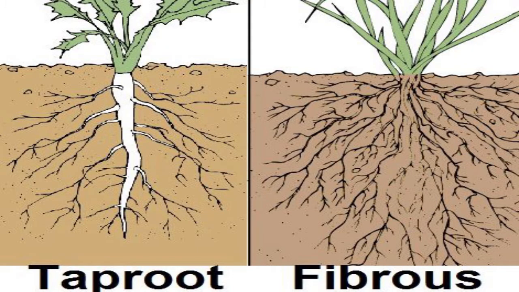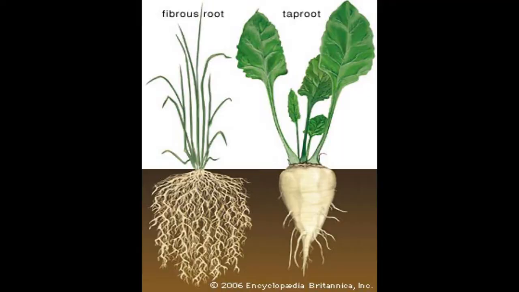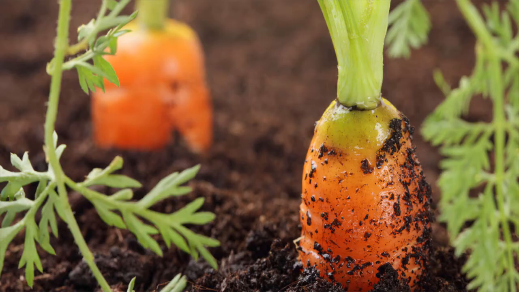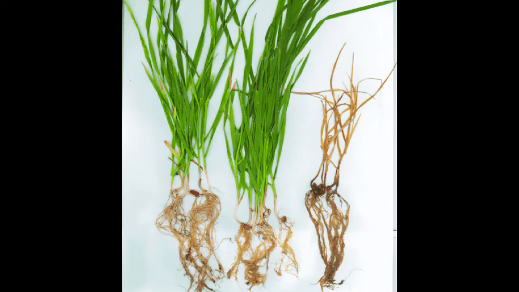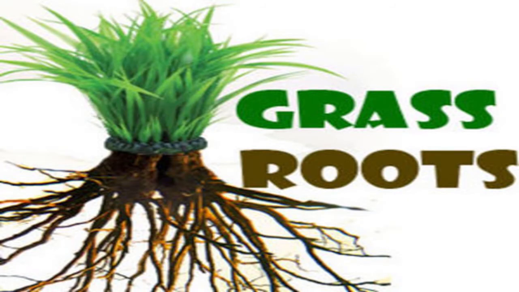There are two types of root: taproot and fibrous root. Radish, turnip, and carrot are examples of plants with taproot. Rice, wheat, corn, and grass are examples of plants that have fibrous root.